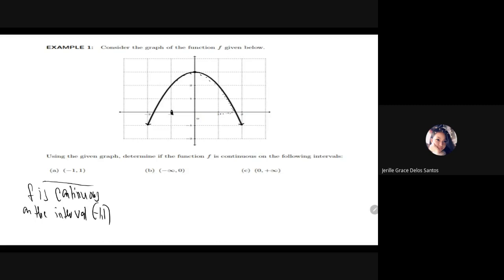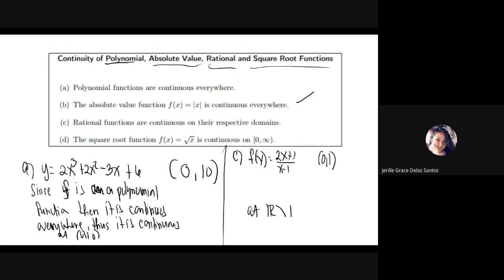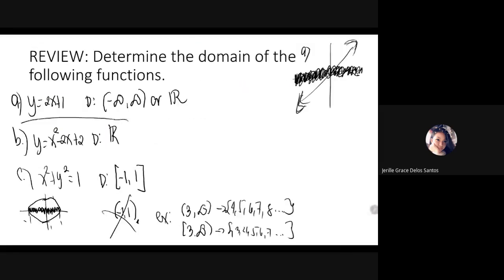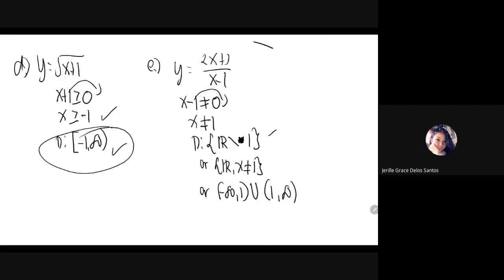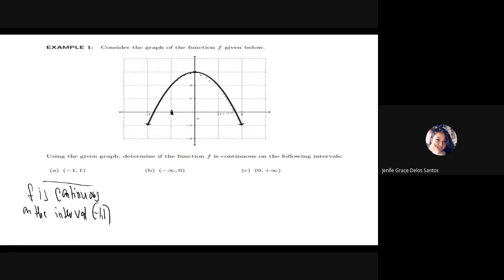Remember the graph is a quadratic function. And what do we know about a quadratic function? The domain is the set of all real numbers. Let's try number 1b. The interval from -infinity to 0, continuous or discontinuous? Is the graph continuous on -infinity to 0? Negative infinity is from here, going to 0.